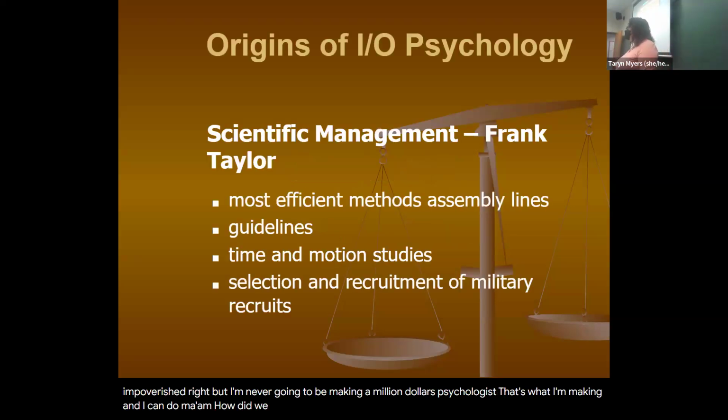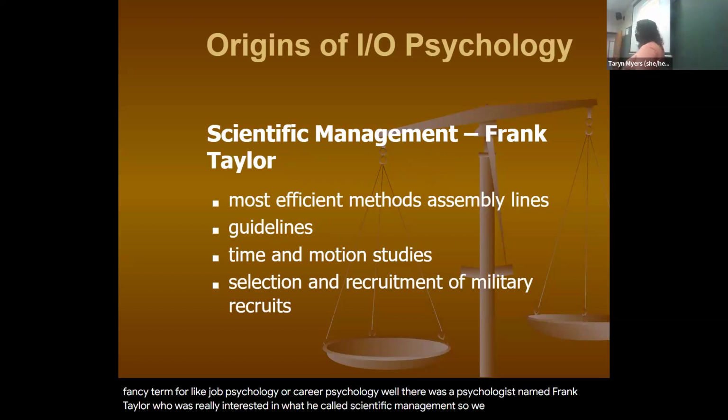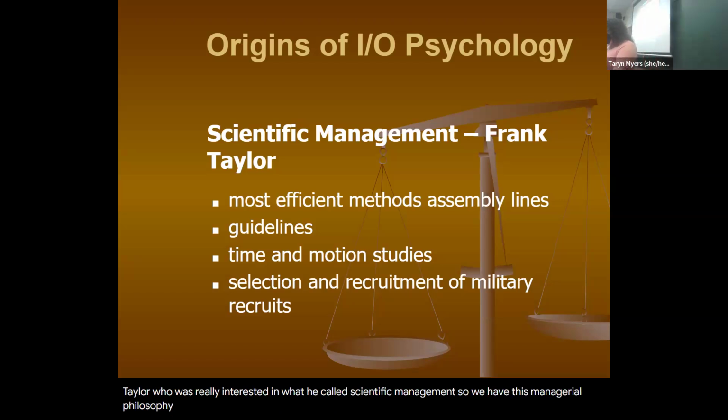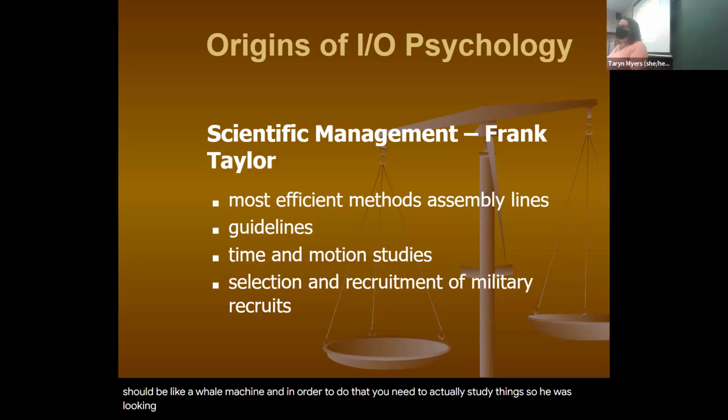And so how did we start to get involved in industry, in organizations? IO is a fancy term for job psychology or career psychology. Well, there was a psychologist named Frank Taylor who was really interested in what he called scientific management. So he had this managerial philosophy that if everything was correct and you were supporting your workers properly, then your workers should be like a well-oiled machine. And in order to do that, you need to actually study things. So he was looking particularly at assembly lines.